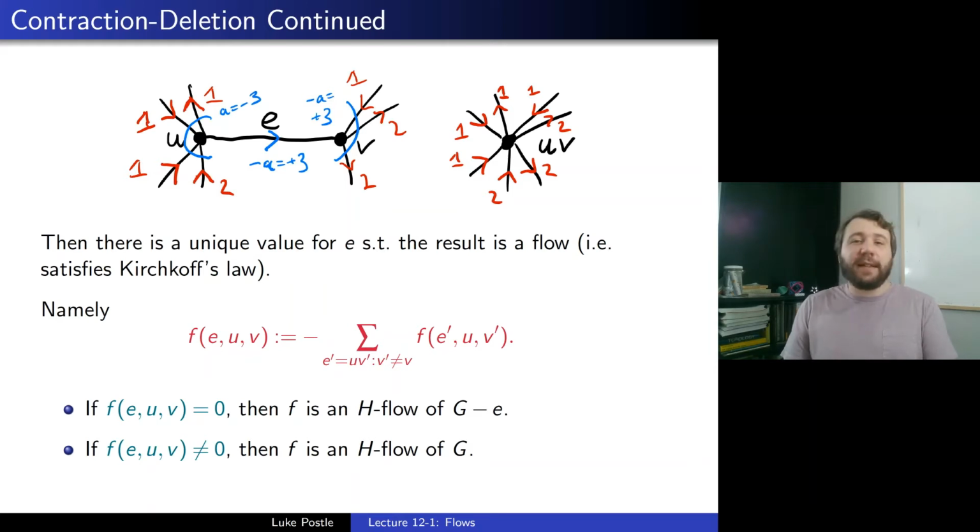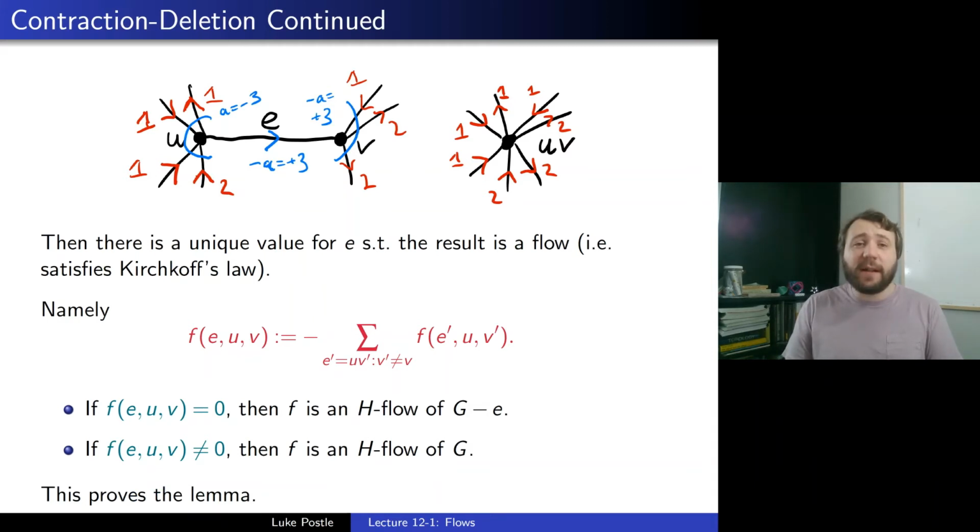So that's the idea: you expand, and there's only one choice if you want to keep Kirchhoff's law to make it a circulation. Then either that choice is 0 and you get an H flow of G minus E, or it's non-zero and you get an H flow of G. You can see that this actually goes both ways. So if we had such flows, you can contract and indeed get flows of G contract E, and this establishes the bijection. Okay, so that was our proof of the contraction-deletion lemma.